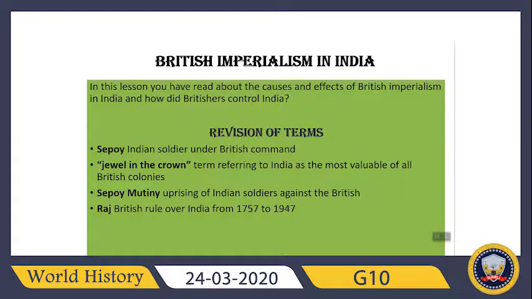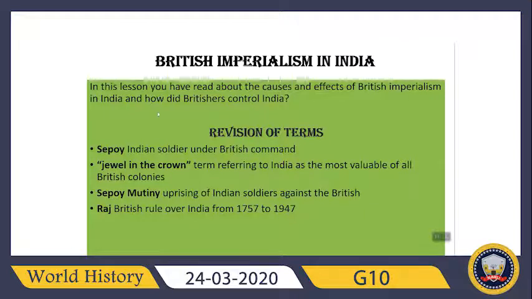Next we have British imperialism in India. And if you remember, I have explained to you the term imperialism. Remember, imperialism means the powerful nations were controlling the weak nations. This was the term imperialism. So now we are reading about British imperialism in India. In this lesson you have read about the causes and effects of British imperialism in India, and how the British controlled India. You have also learned.